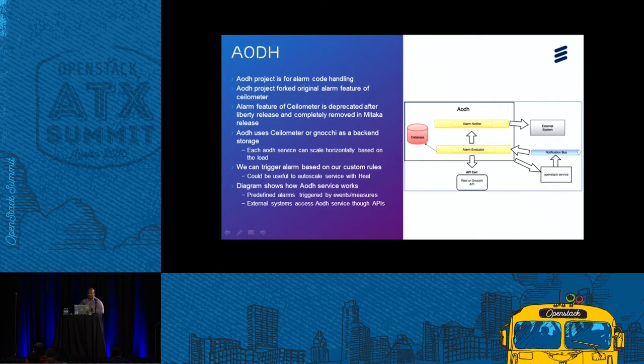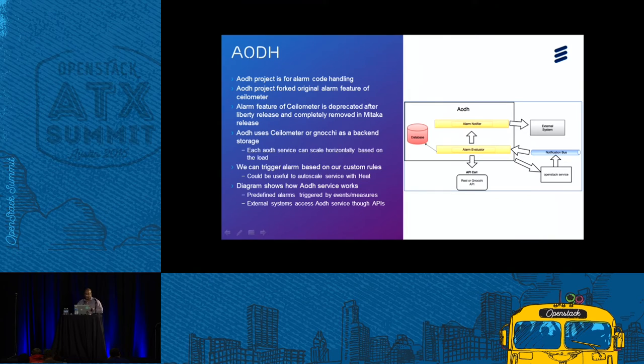Aodh uses Ceilometer or Gnocchi as its backend storage, and each Aodh service can scale horizontally based on the load. We can also trigger alarms based on custom rules that we can define. This is a very strong feature because there is a feature called composite alarm where you can use a different set of combinations to trigger an alarm. So it is very powerful if you want to react based on the alarm.